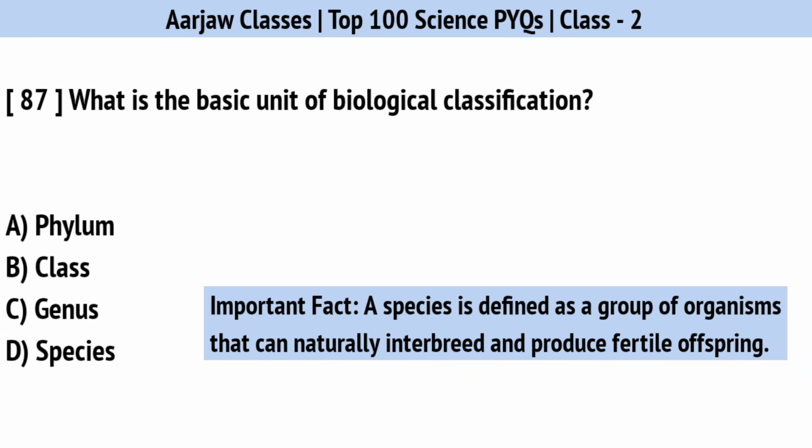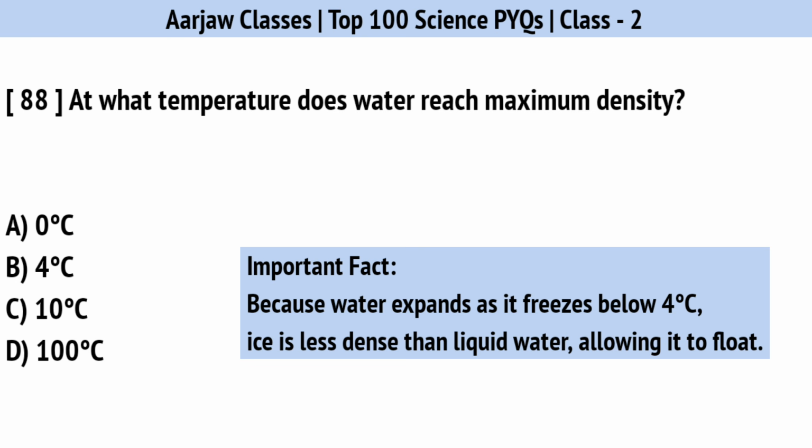What is the basic unit of biological classification? Correct option is D. Species. At what temperature does water reach maximum density? Correct option is B. 4 degrees Celsius.